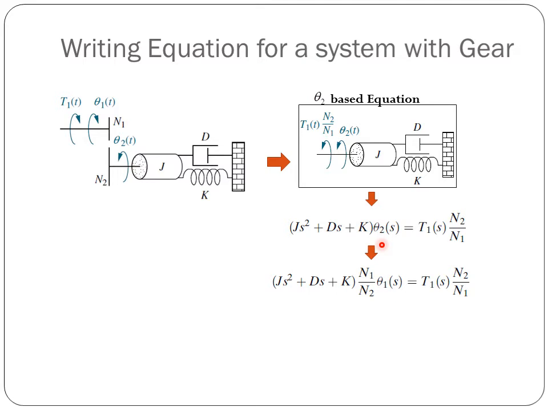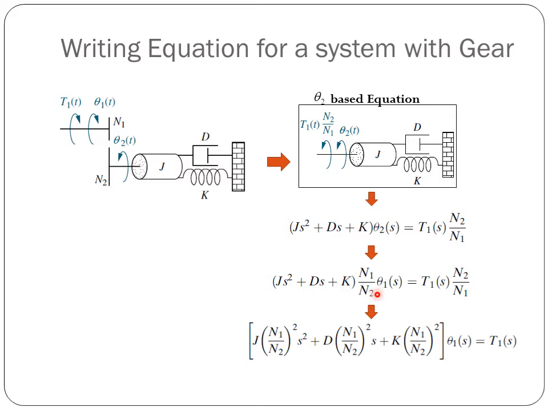Now we get another equation where only theta 1 and T1 exist, not theta 2 or T2. So we can now rewrite these equations in this format. We can transfer this N2 by N1 to the left side, and we get N1 by N2 whole square, and we also distribute this N1 by N2 whole square into each of these parts, that is J into this fraction, D into this fraction, K into this fraction. So we rewrite the whole expression here.